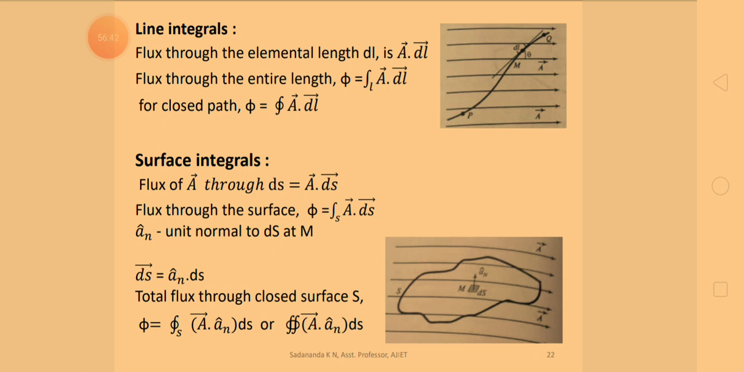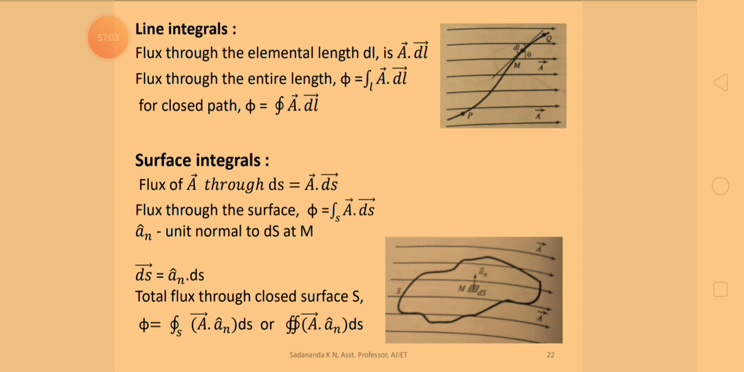So this can be written as the total number of vector lines, or vector field lines. So that is nothing but the flux through the length. Flux through the elemental length is A·dl. So what do you mean by flux?